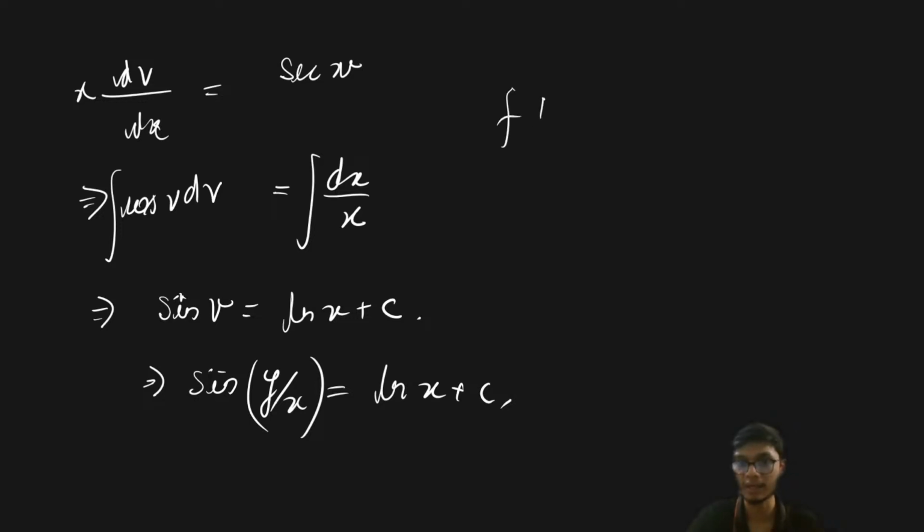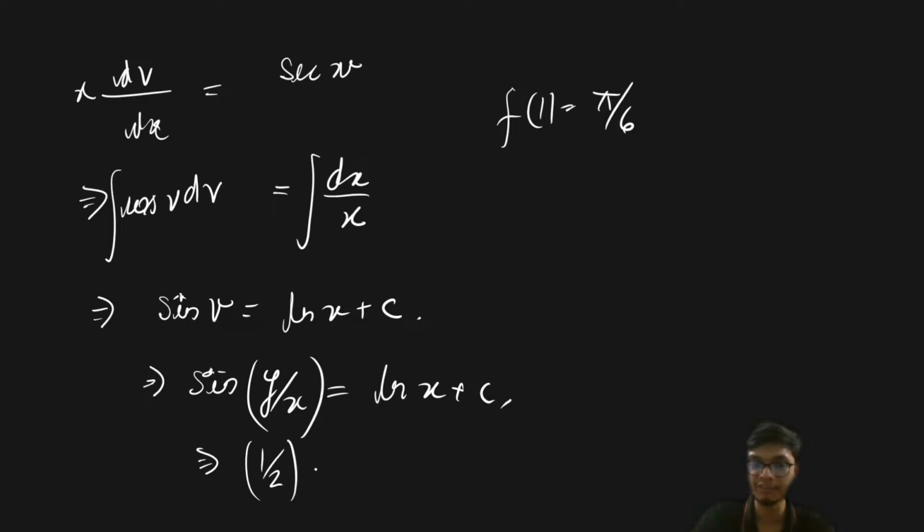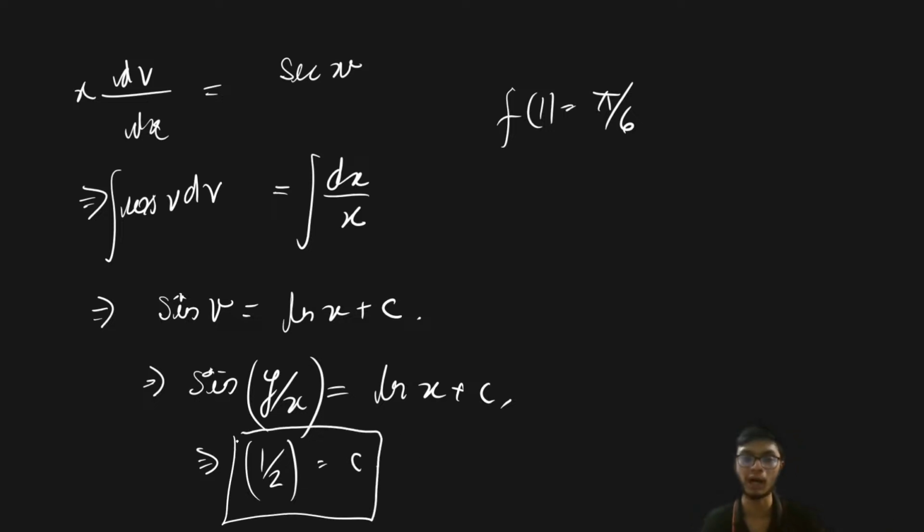Now I have one condition, that is f of 1 is equal to pi by 6, that is x equal to 1, y is equal to pi by 6. So which will yield me the result as, sine pi by 6 is basically half, that is half is equal to c. So from here I will get the value of the constant c is basically equal to half.